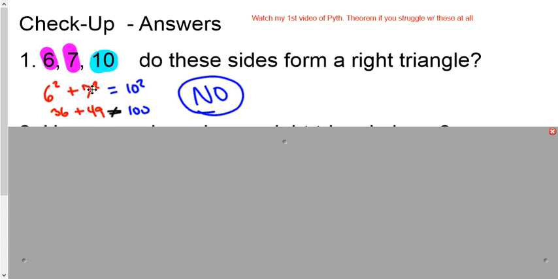Well, this is 36, this is 49, and when you add them up, it clearly does not equal 100. So no, it's not a right triangle. If the 2 sides had equaled each other, yes, it would have been a right triangle.